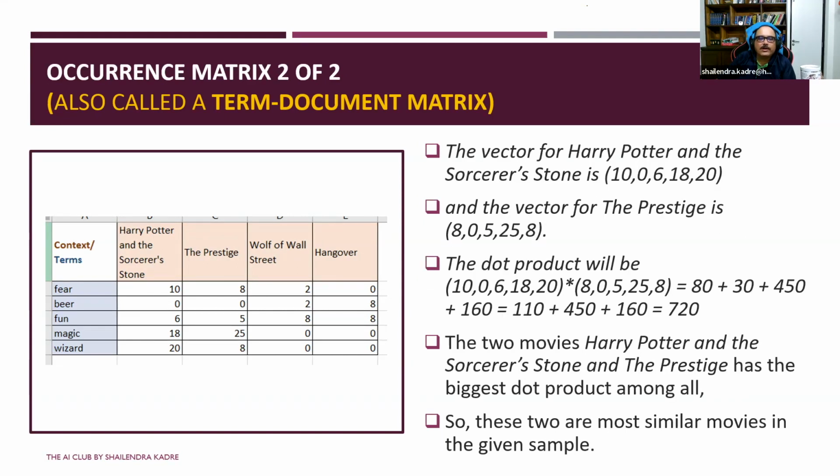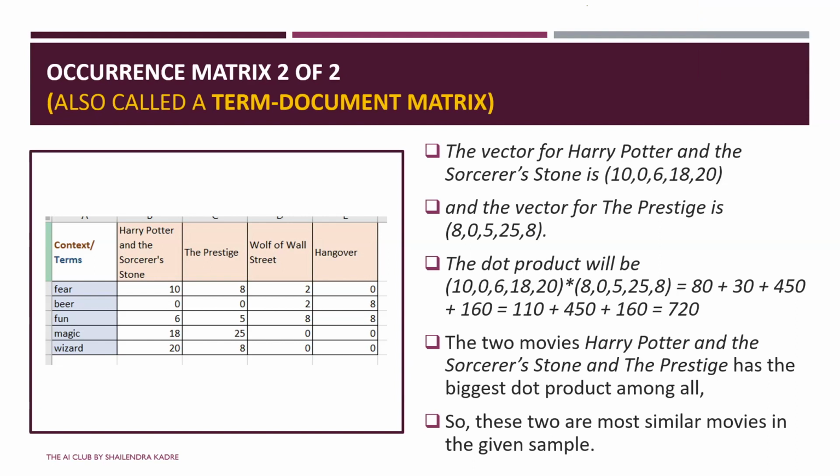Now, what is the use of that? See the use. I'm calling the movie by its short form, Harry Potter movie. What is the vector representing the Harry Potter movie? Fear 10 times, beer 0 times, fun 6 times, magic 18 times, and wizard 20 times. So my vector for Harry Potter movie is 10, 0, 6, 18, and 20. Is this understood, Dr. Shailesh?